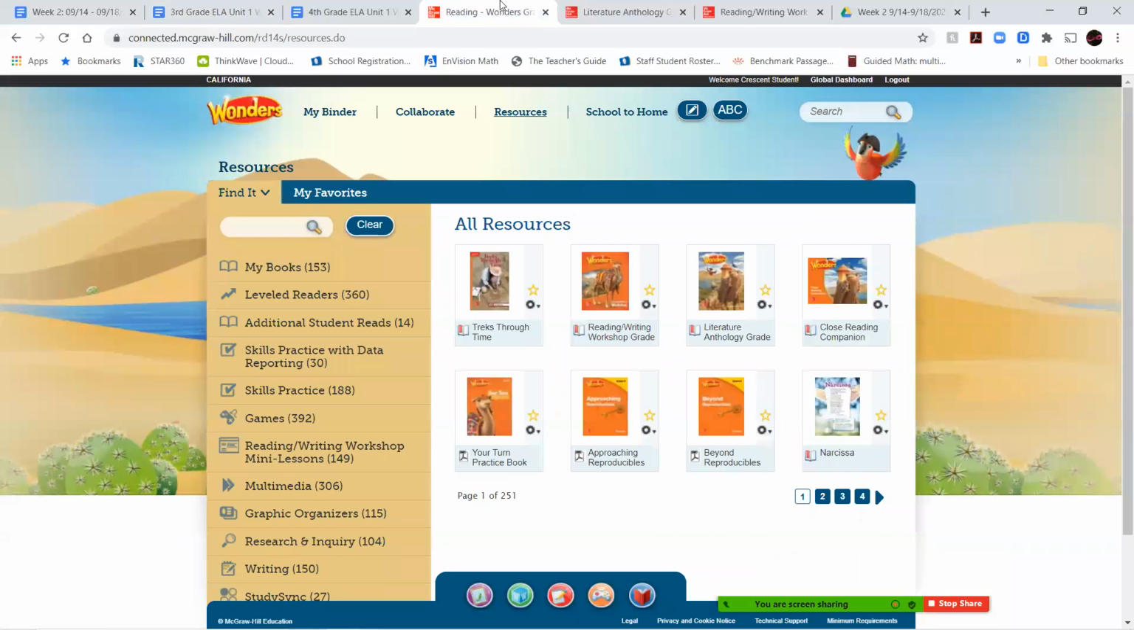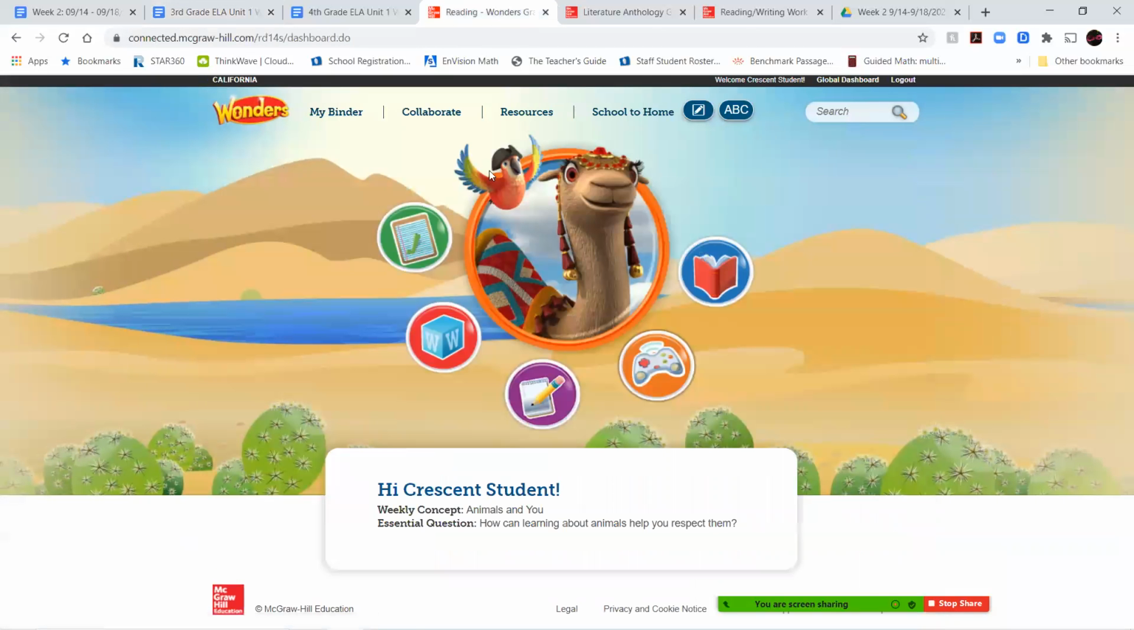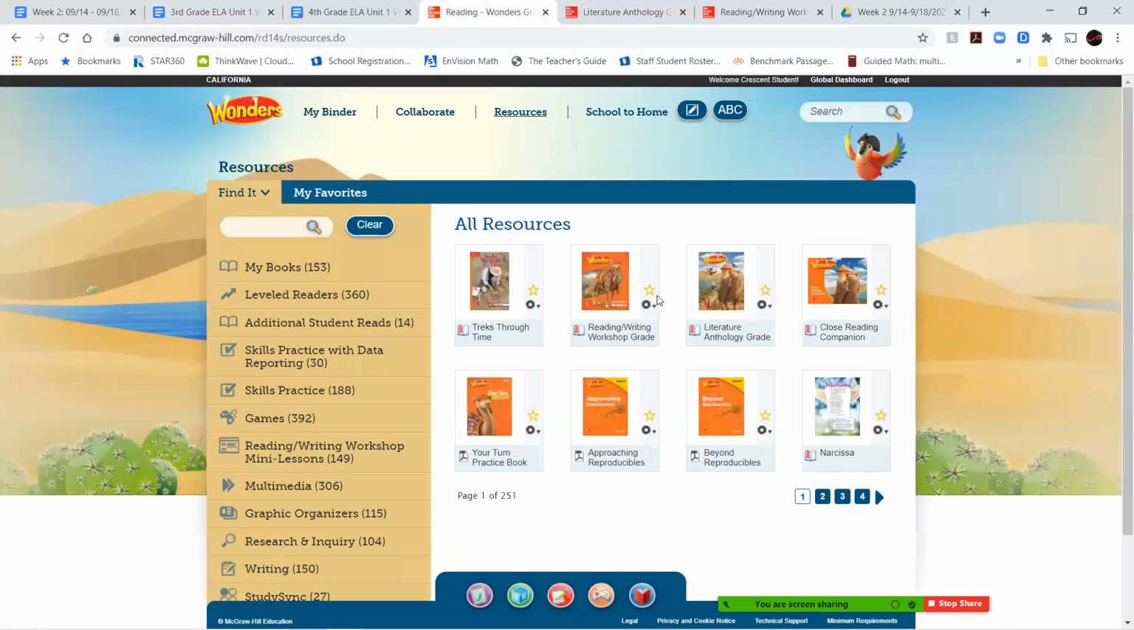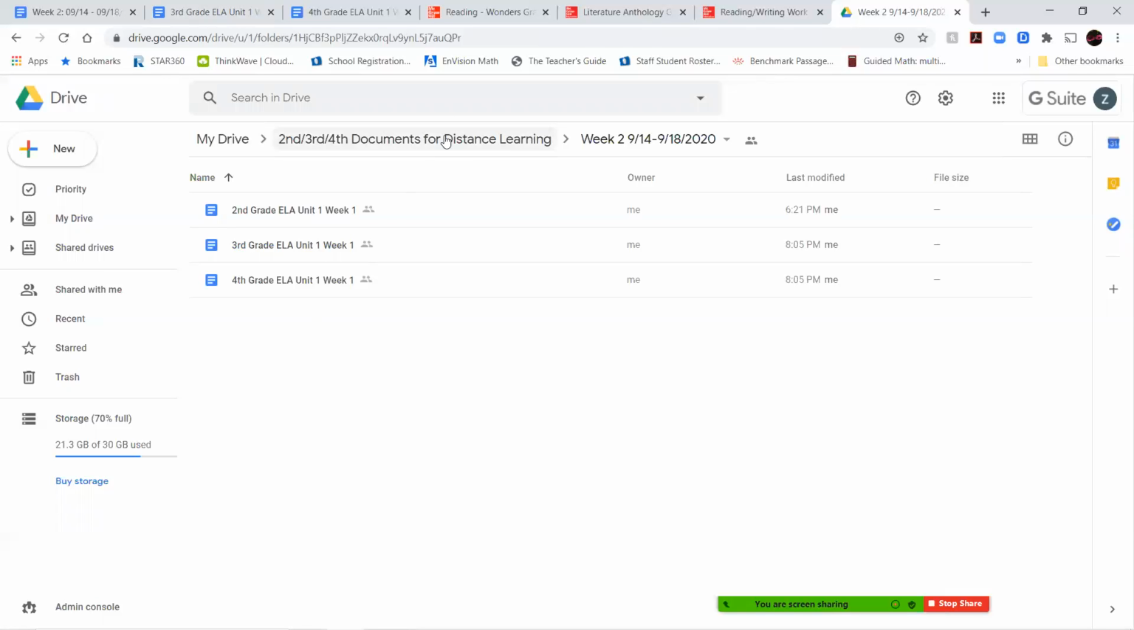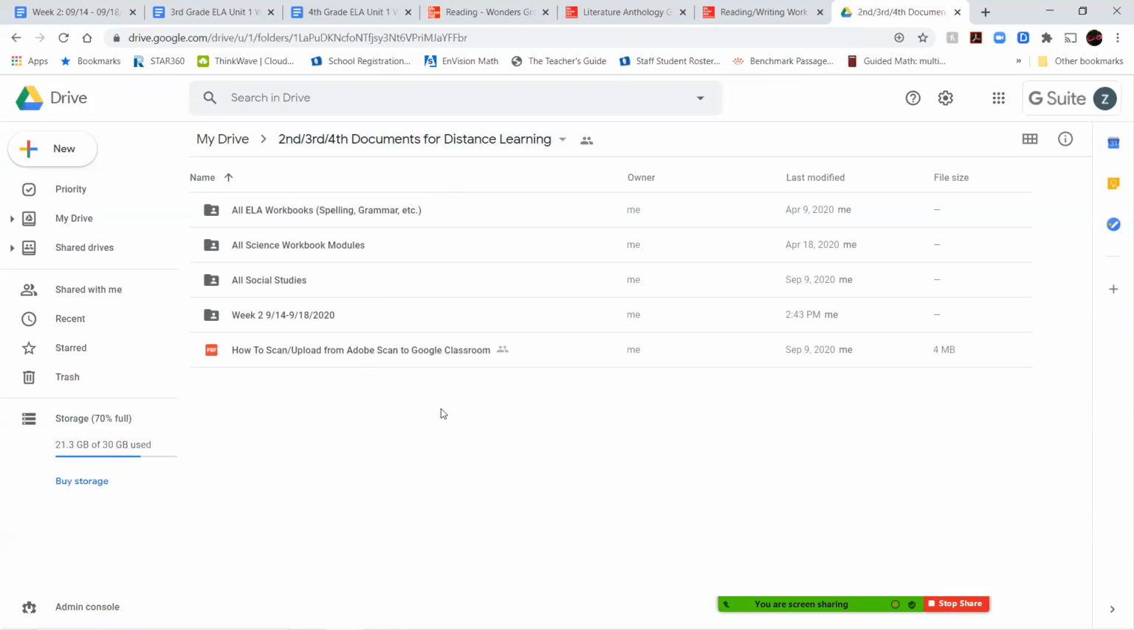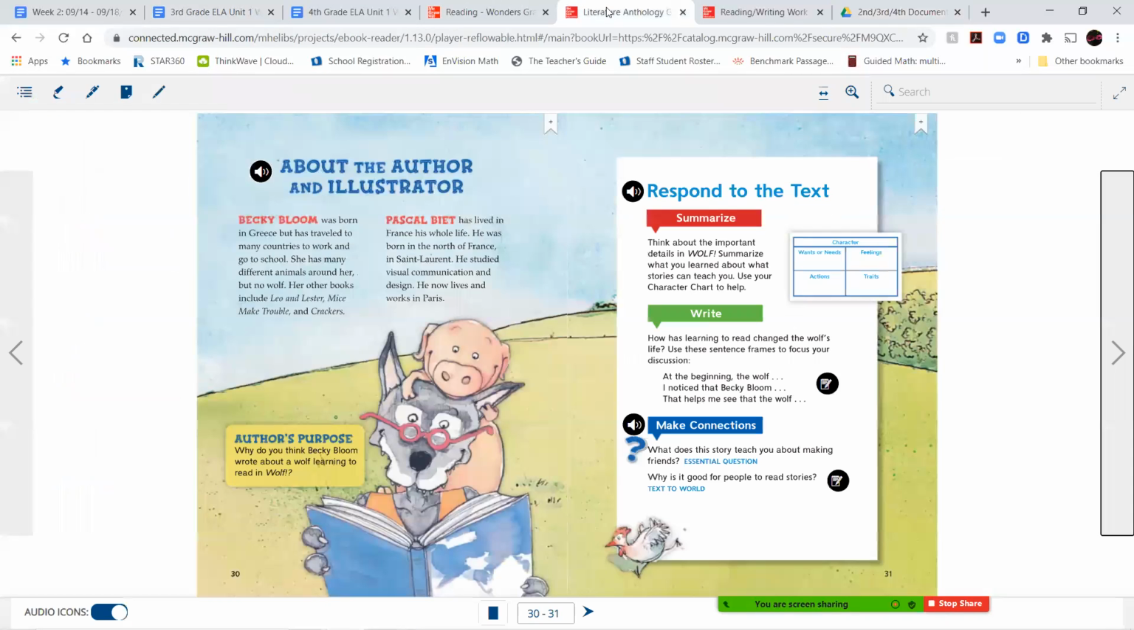All right. Now, remember, when you go into Wonders, you're going to go to Resources, and you're going to find your books. If you have questions or you want to access the notes, you're going to go into our shared folder. You're going to go to the week that we're in, and this is going to change each week. So next week, it'll say week 3, and after that, it'll say week 4, and it'll have the dates in there for you, in case you need to access any of our notes that are going to be in here. Your workbooks will be up here. And directions on how to scan and upload once you finish your 3 times each in your notebook are also listed right here.